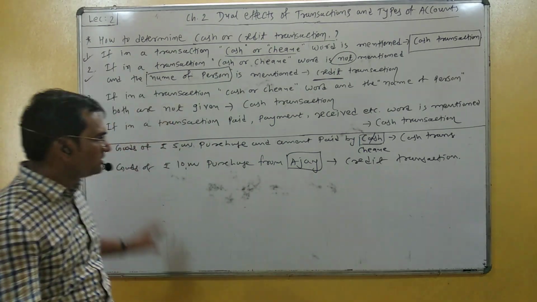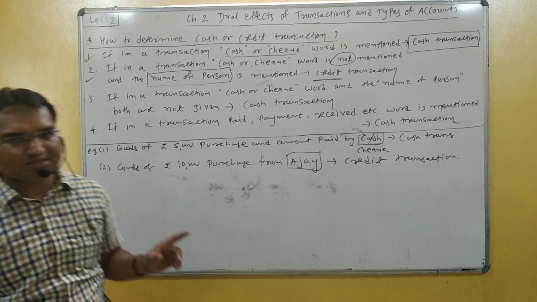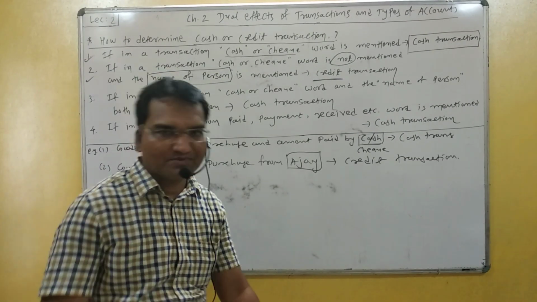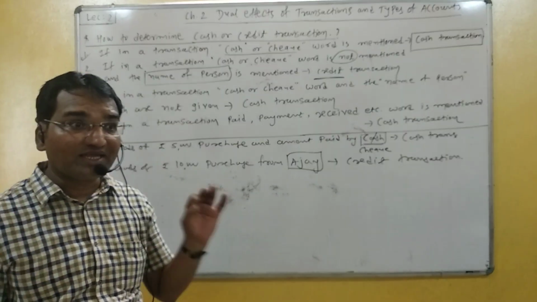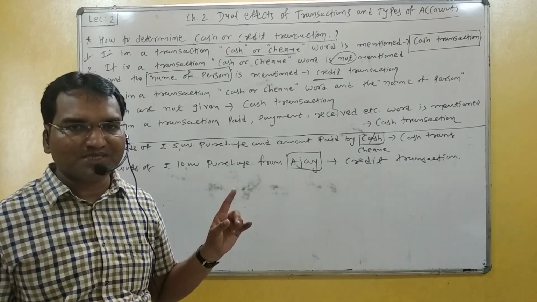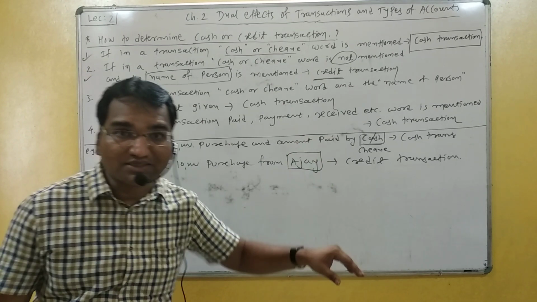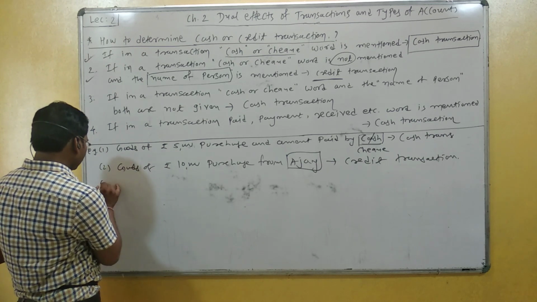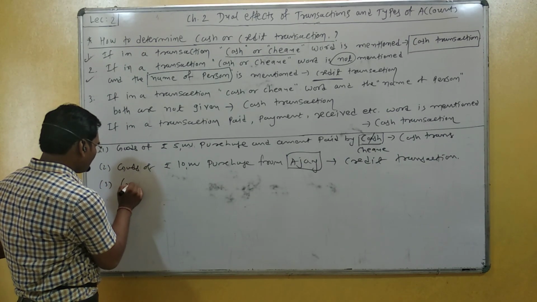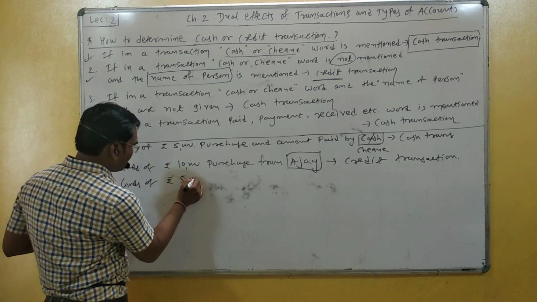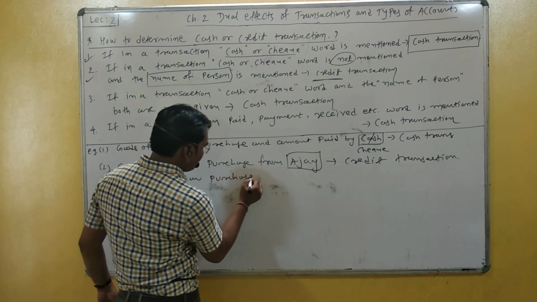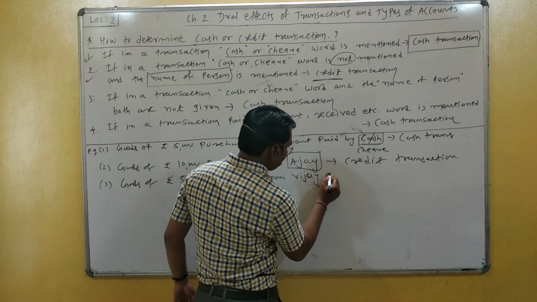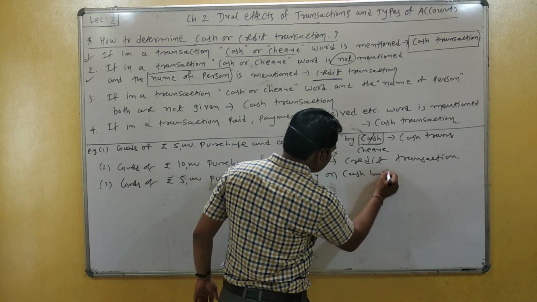One point to note: sometimes it happens that in a transaction the cash or check word is mentioned and the name of a person is also mentioned. So first priority is given to the cash and check word. If the cash or check word is mentioned, it is a cash transaction, whether the name of a person is given or not. Let us take an example: goods of rupees 5,000 purchased from Vijay on cash basis.